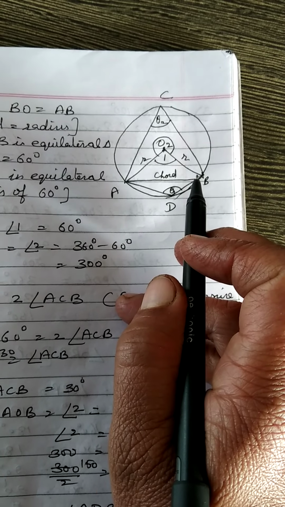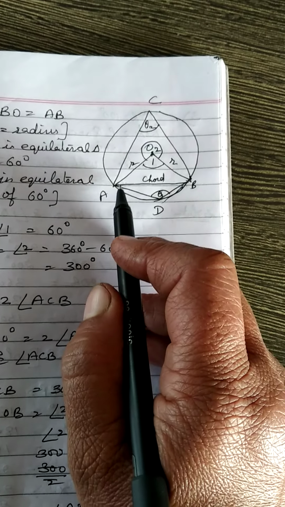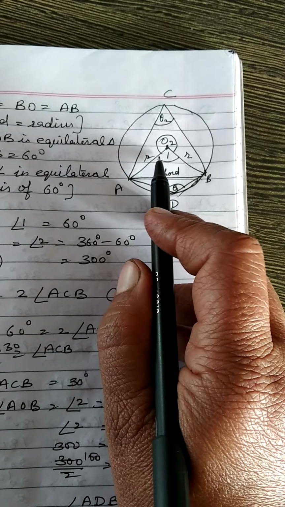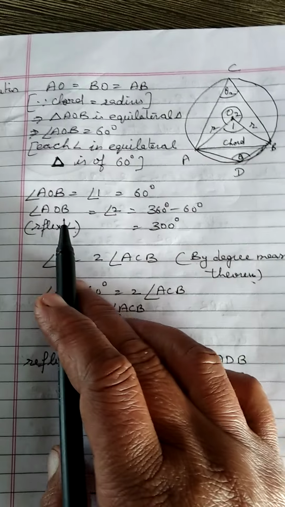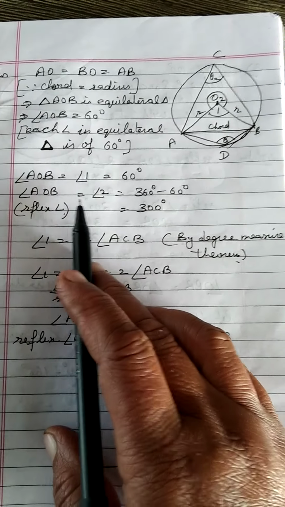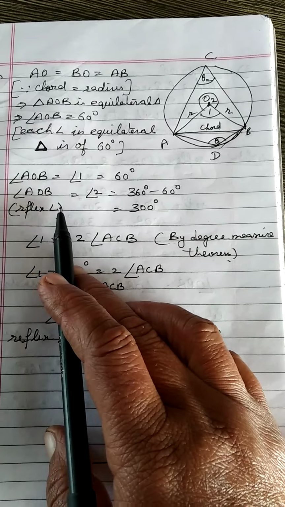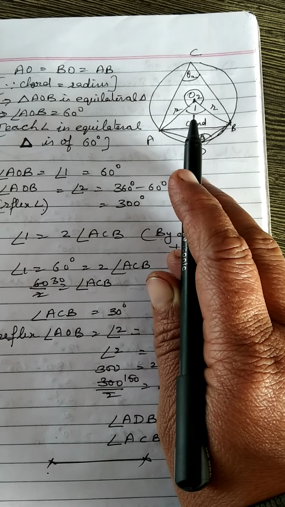We know that in an equilateral triangle each angle is 60 degrees. It means that angle AOB, that is angle 1, is equal to 60 degrees. Now angle AOB, angle 1, is equal to 60 degrees.